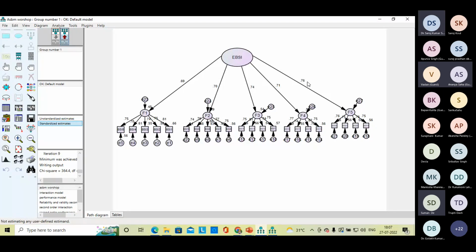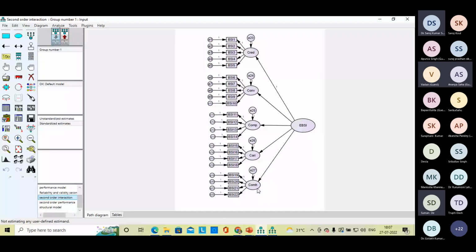So effectiveness of buyer-seller interaction carries more importance for the F5. What is that F5? F5 is comprehension. That means the more the seller will comprehend the buyer, the more extensive the explanation regarding the product. Whatever the buyer is asking, he is answering patiently.